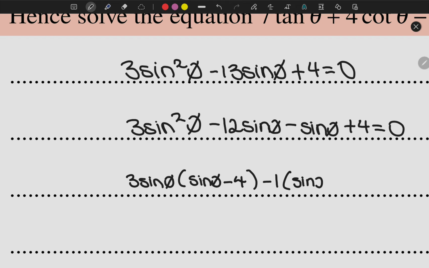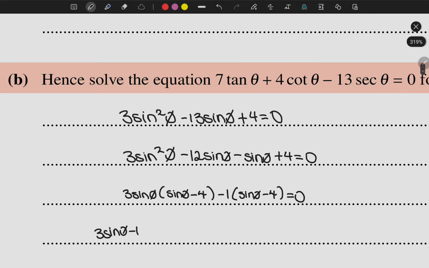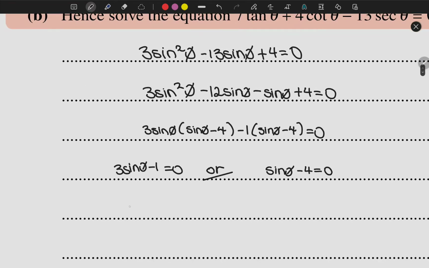Sine theta minus 4 is equal to 0. Now we can say 3 sine theta minus 1 is equal to 0, or sine theta minus 4 is equal to 0. So sine theta is equal to 1 over 3, or sine theta is equal to 4.